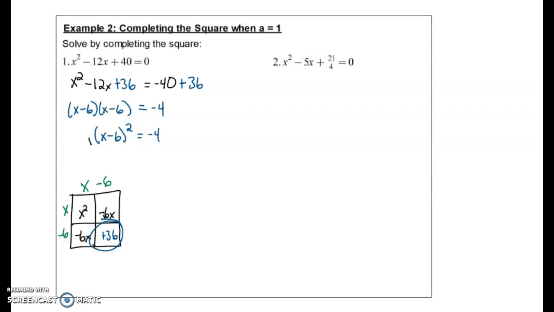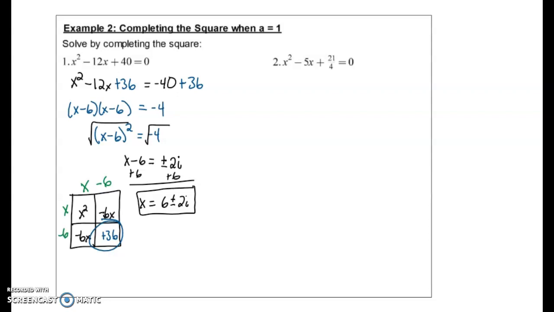All right, so now to solve by square rooting, we square root both sides. We get x minus 6 equals plus or minus, and the square root of negative 4 is 2i. Now let's add the 6 to the other side. So we get 6 plus or minus 2i. So your solutions are 6 plus 2i and 6 minus 2i.